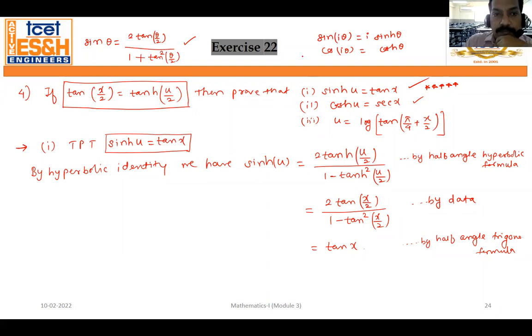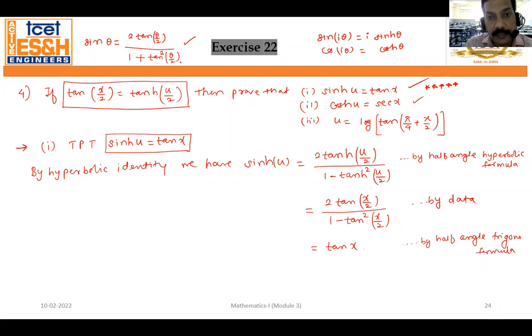So what is 2 tan of theta by 2 upon 1 minus tan square theta by 2? If 2 tan theta by 2 upon 1 plus tan square theta by 2 is sin theta, what is 2 tan theta by 2 upon 1 minus tan square theta by 2? Anybody? Cos theta? No. Cos theta is 1 minus tan square theta by 2 upon 1 plus tan square theta by 2.